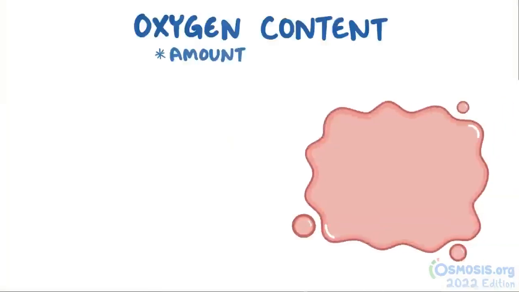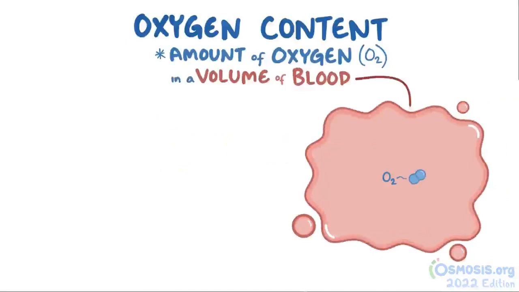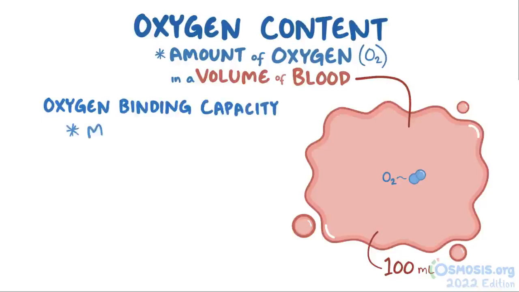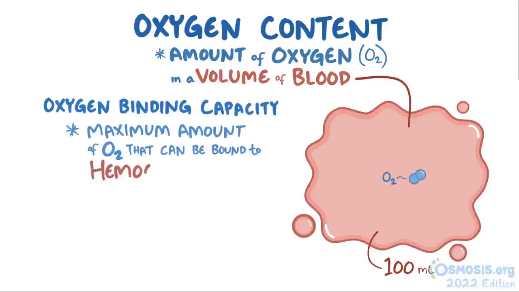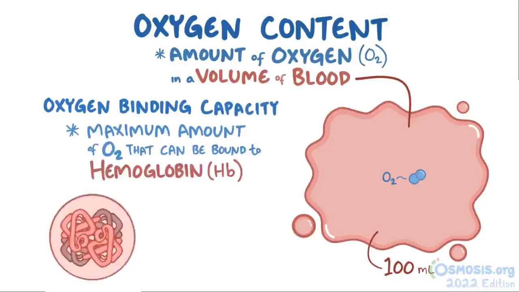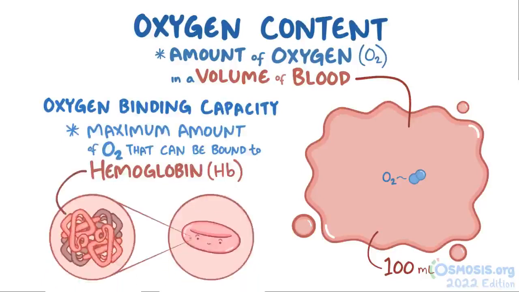Oxygen content is the amount of oxygen in a certain volume of blood, typically 100 milliliters. Oxygen binding capacity is the maximum amount of oxygen that can be bound to hemoglobin, abbreviated as Hb, which is the main protein found inside of red blood cells, which is the main component of blood.